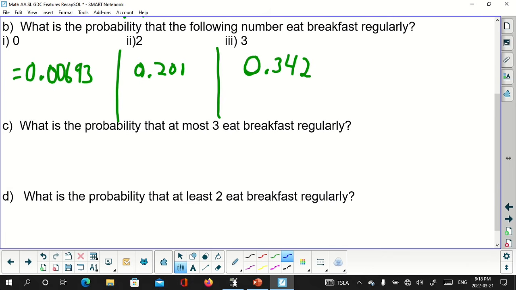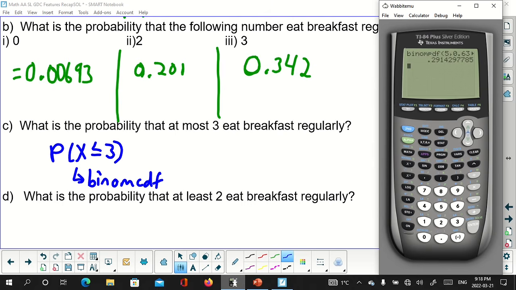The next question asks us, what's the probability that at most 3 eat breakfast regularly? So, I mean, you could add up the probability that 0 do, and 1 do, and 2 do, and 3 do. But what's going to be easier is to do something like this. Find the probability that 3 or fewer do. And that is the job of Binomial CDF. So let's head to the calculator. This time we're going to go second, vars, and choose Binomial CDF, which is close to the bottom. Maybe the very bottom one.